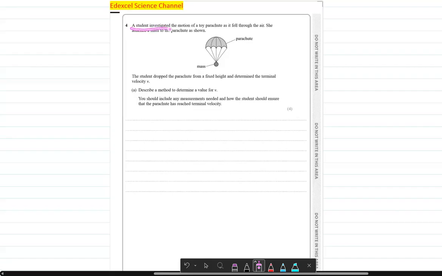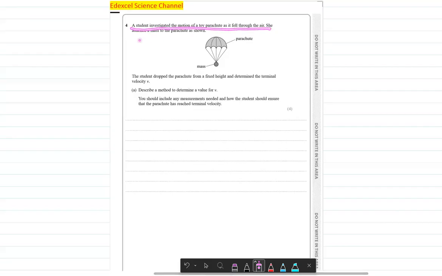A student investigated the motion of a toy parachute as it fell through the air. She attached a mass to the parachute as shown. The student dropped the parachute from a fixed height and determined the terminal velocity v. Describe a method to determine a value of v. You should include any measurements needed and how the student should ensure that the parachute has reached terminal velocity.